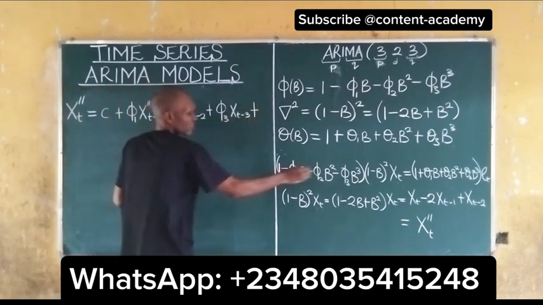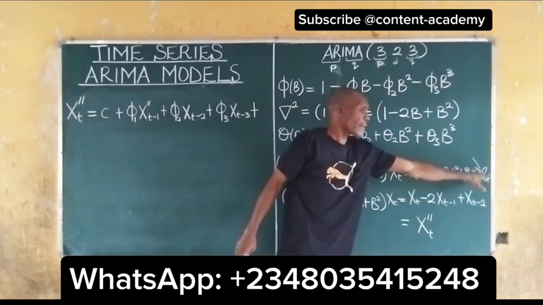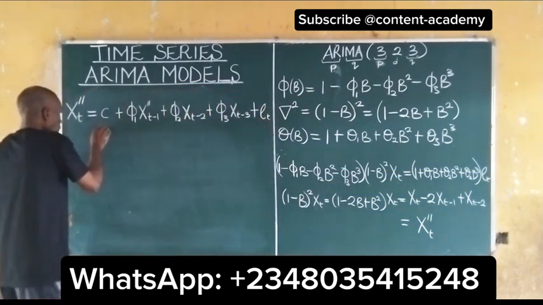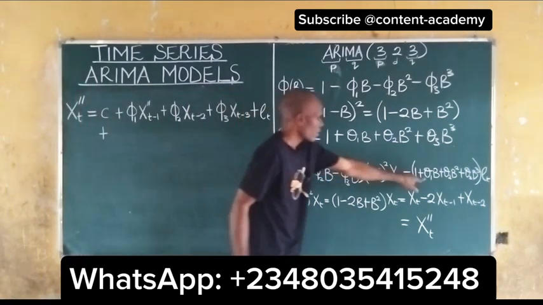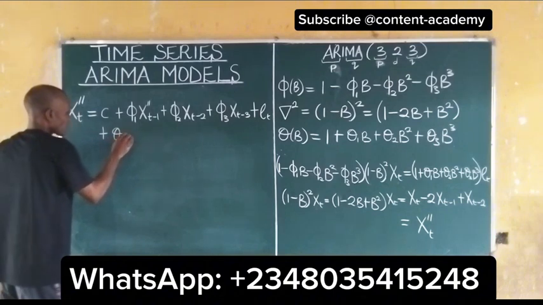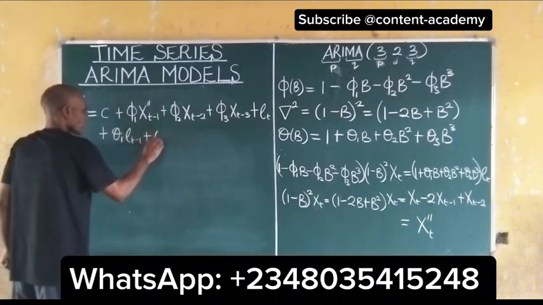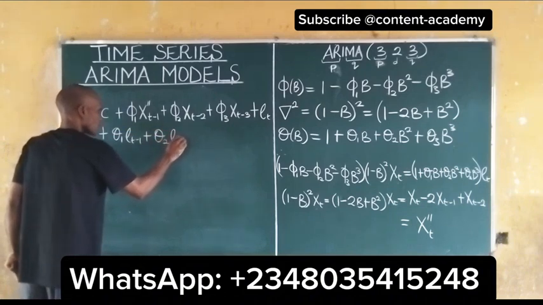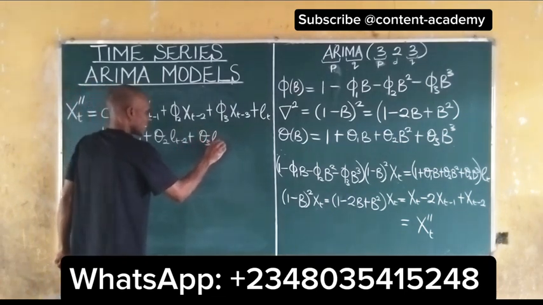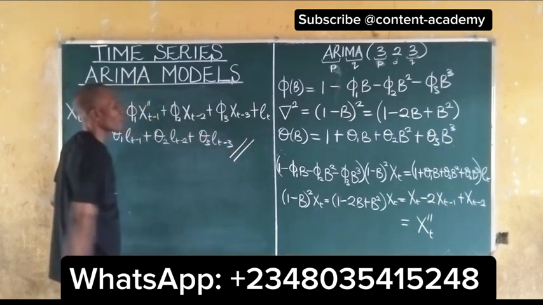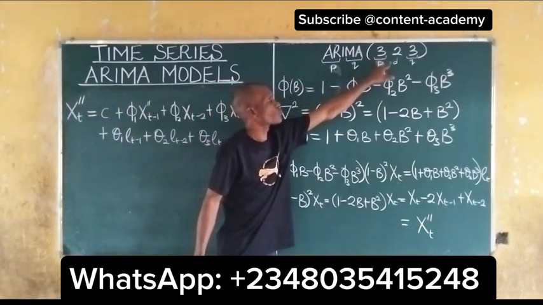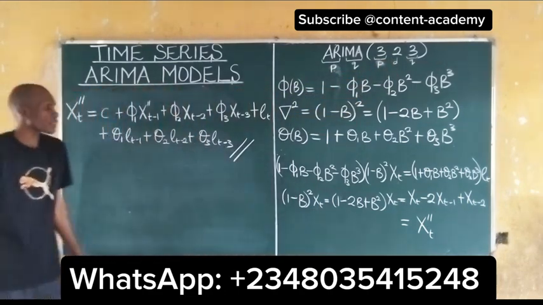plus this other part. If we multiply our error term with 1, we get ET plus, it continues, plus, now we have theta 1 B1, which is theta 1 et minus 1 plus theta 2 et minus 2 plus theta 3 et minus 3. So this becomes our model. This becomes our answer to ARIMA 323.